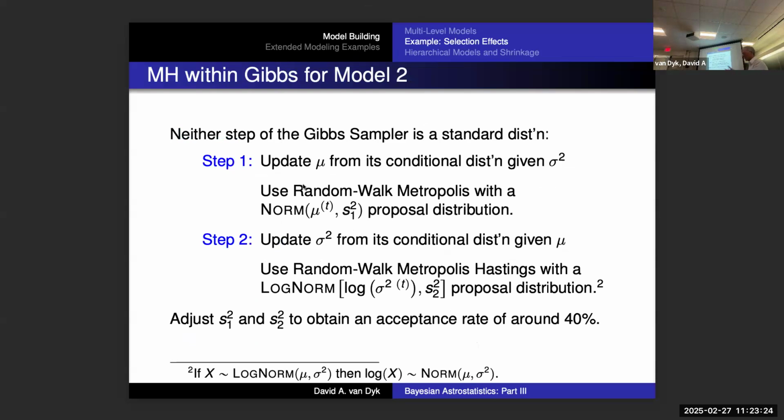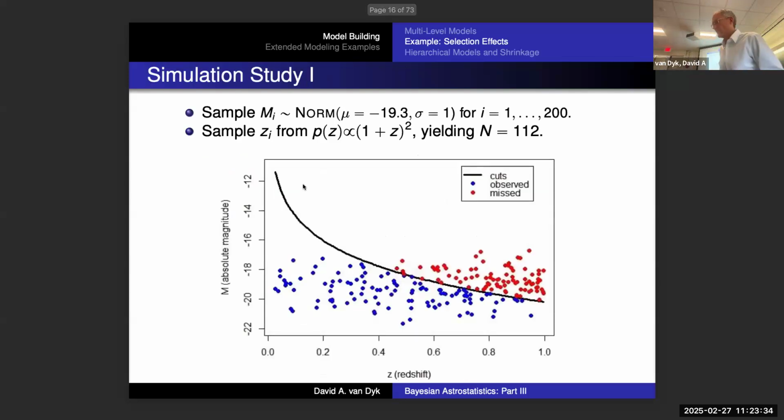You could also do something jointly. Instead of doing the Gibbs version, you could try to sample them jointly, which would also be fine. But just because we started with Gibbs, I kind of continued with Gibbs. So now let's see what happens.